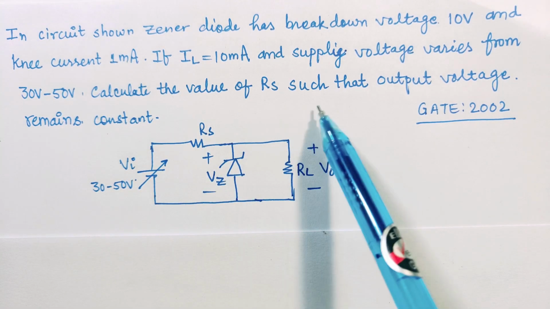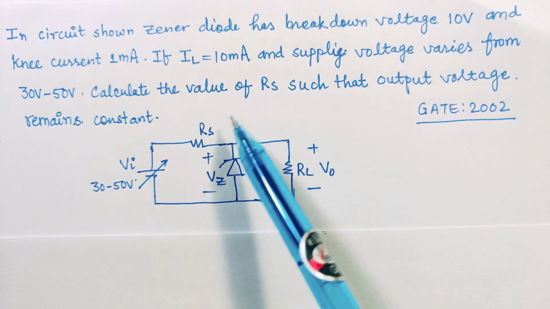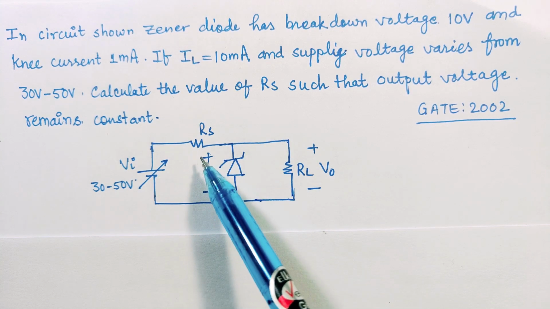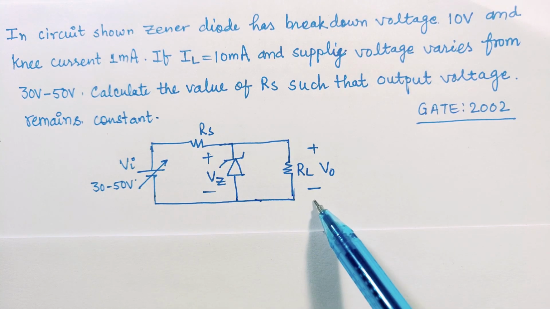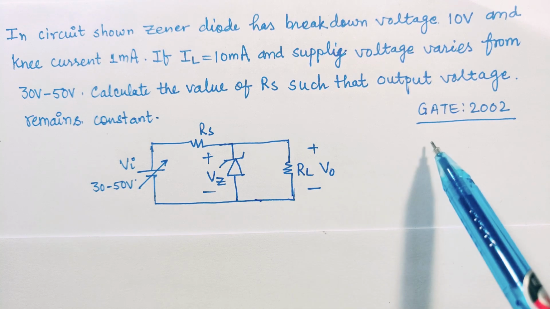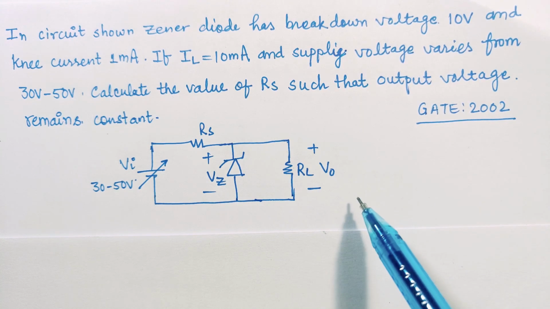Then calculate the value of Rs such that output voltage remains constant. So we have to find out the value of Rs resistance so that there will be no effect on our constant output voltage. This question has been asked in GATE 2002. Let us see how we can solve it.